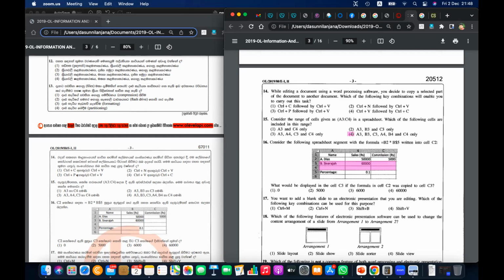But consider the following spreadsheet segment with the formula B2 multiplied by $B$5. Why are we putting a dollar in front in the formula? I think you can remember relative reference and absolute reference. Anyway, if you cannot remember, doesn't matter. I will explain that next day. Today we will conclude with this one. Next day I can explain the Excel theory part. If you cannot remember, we are putting dollar to fix it. Dollar එකක් දාන්නේ fix කරන්න, to fix the reference, absolute reference.